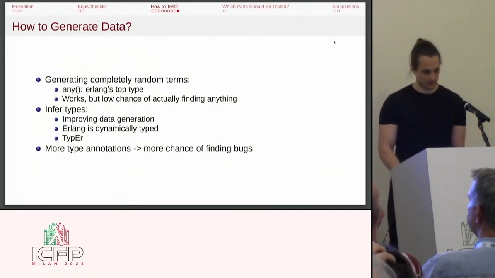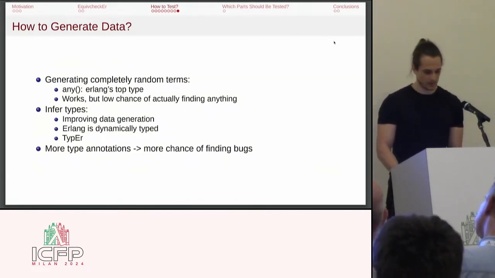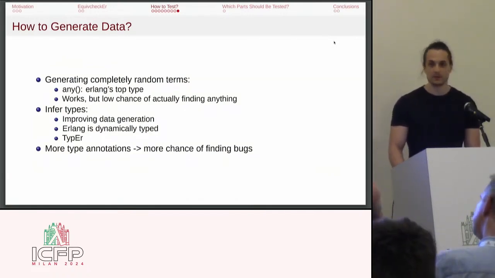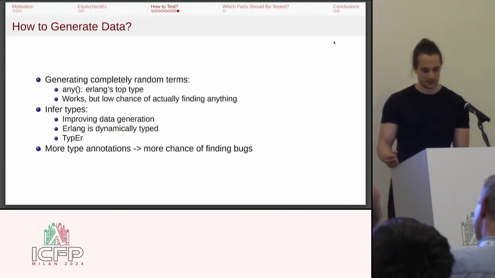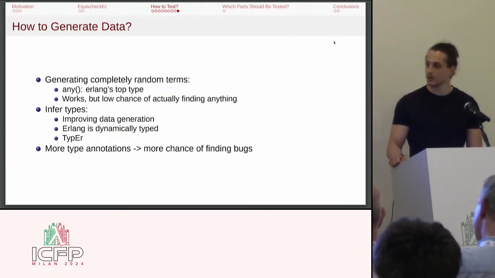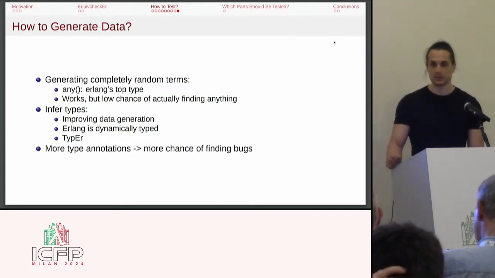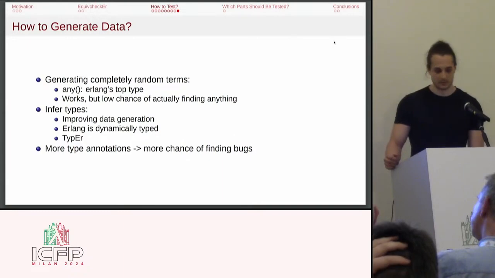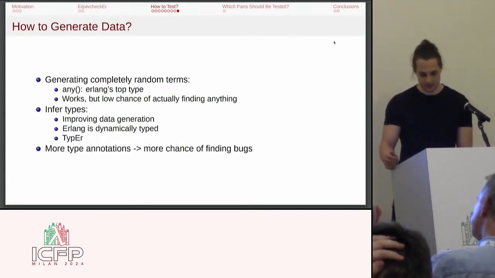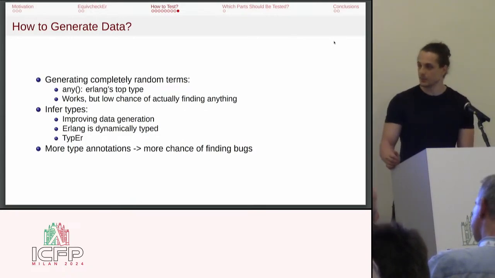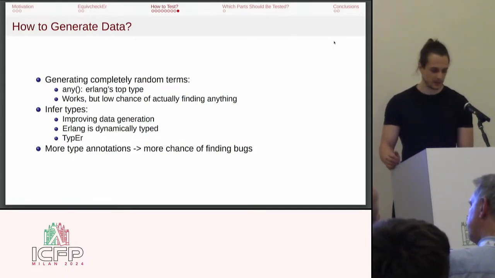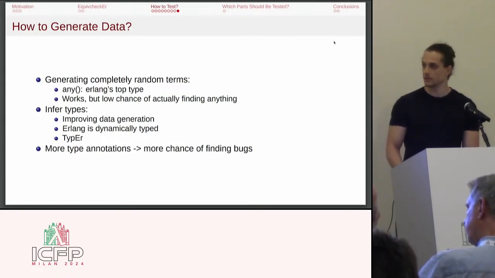Another important question was how we should generate the data. The way property-based testing frameworks work is that you have to provide the type of the data you want generated, so the framework can choose the right generator. There is a type called any in Erlang, which is basically Erlang's top type, meaning any valid Erlang term is contained in it. We could just use this any to generate completely random terms. It should work, but the chance of actually finding anything would be too low.